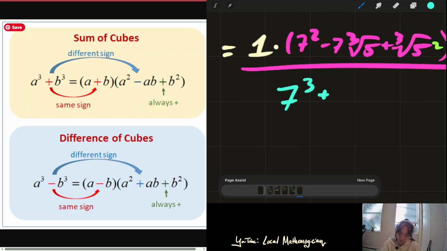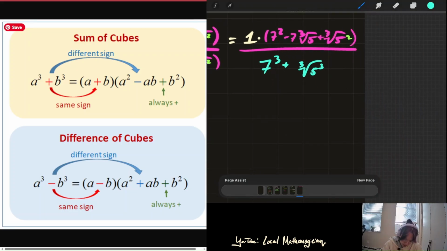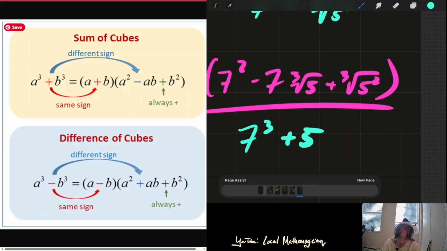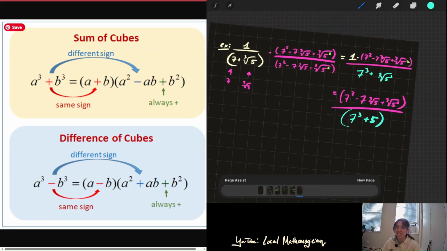7 cubed plus the cube root of 3, 5 cubed. I'm going to write the cube on the inside. The cube root of 5 cubed is 5. Very good. And so your final answer should look a little bit like 7 squared minus 7 times the cube root of 3, 5 plus the cube root of 3, 5 squared, all over 7 cubed is 49 times 7, it's 280 plus 63, what, 343? Something like that, doesn't matter. 7 cubed plus 5. And just like that, magic.